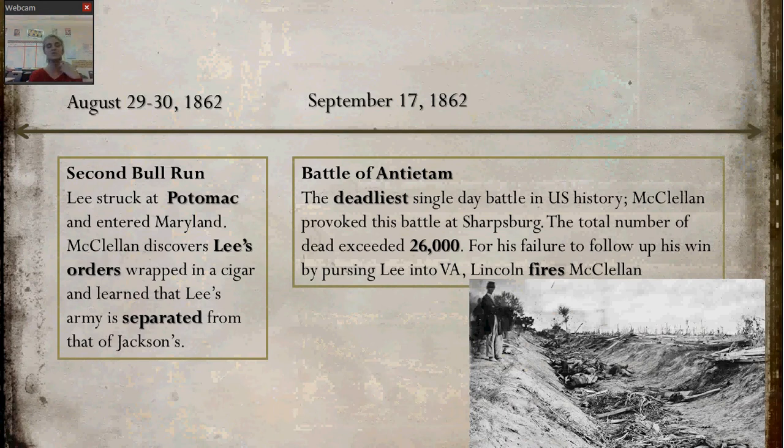However, as Lee is retreating, McClellan does not follow him. He could have finished Lee's army off and the war would have ended in September of 1862, but he doesn't. Lee flees and is able to regroup and rebuild his army. For this huge mistake, McClellan gets fired by Lincoln, and this is going to begin a major rivalry between these two men. So Lincoln fires McClellan for not pursuing Lee. McClellan becomes a major rival to Lincoln at this point.